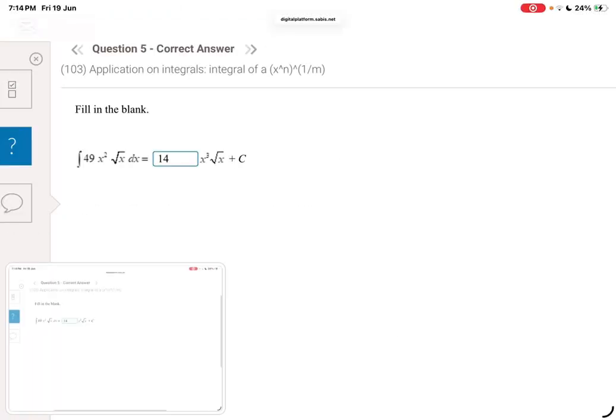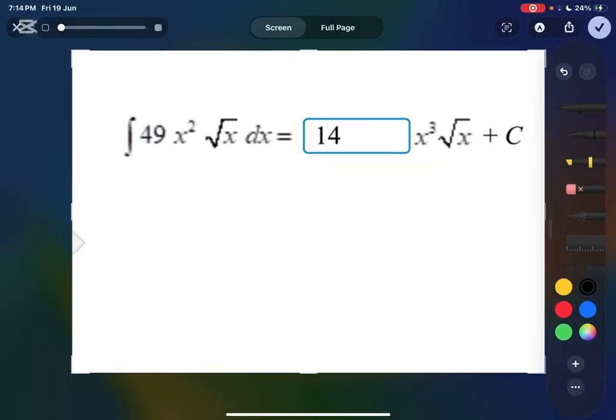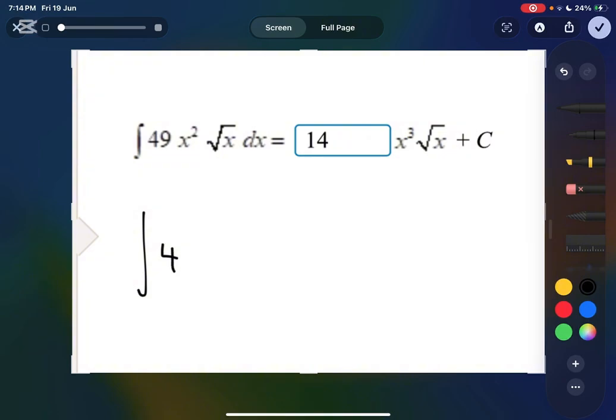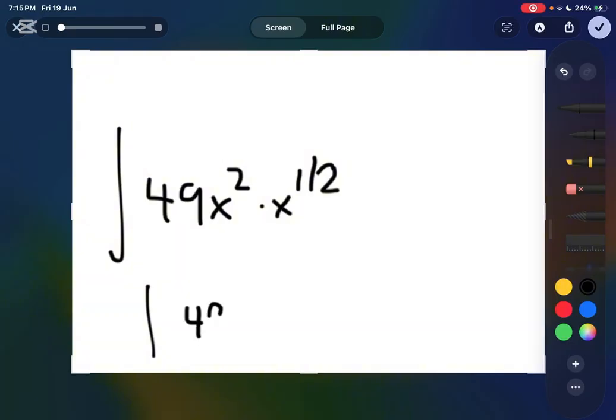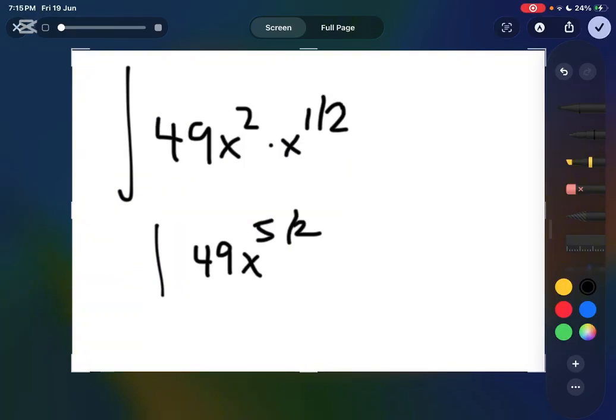This is easy. Integral of 49x squared radical x, which will become 49x squared times x^(1/2). And then since you have the same base, you can add their exponents. So 2 plus 1 over 2, which is 5 over 2. So the integral of 49 of x^(5/2) is your final one.